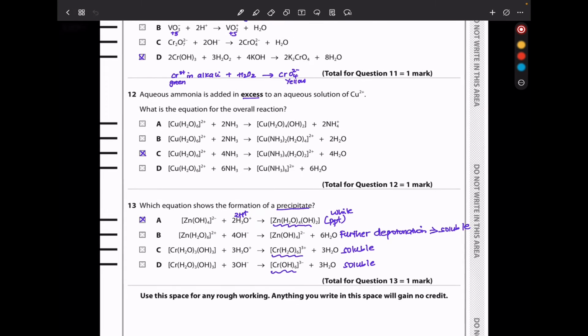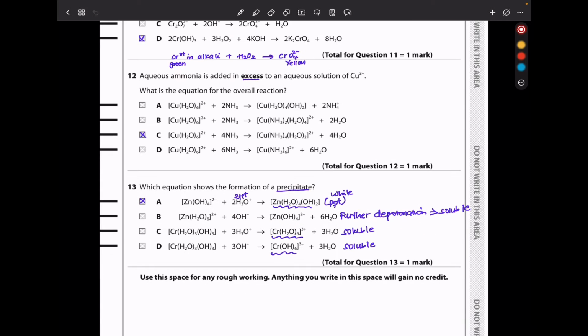And in question 12, aqueous ammonia is added in excess to an aqueous solution of copper 2+. What is the equation for the overall reaction? When we add excess aqueous ammonia to copper 2+, a ligand substitution reaction is going to occur. We'll form this complex, and so this is going to be the equation for that reaction.